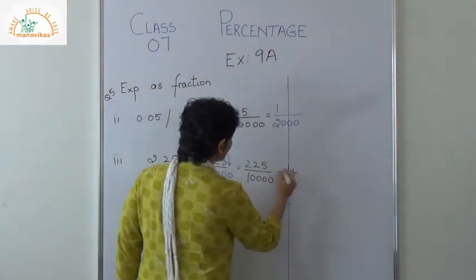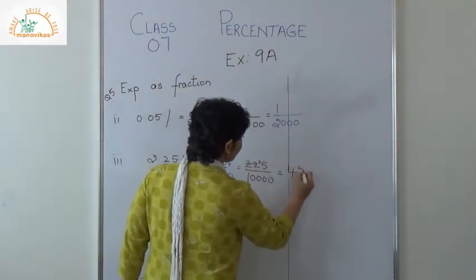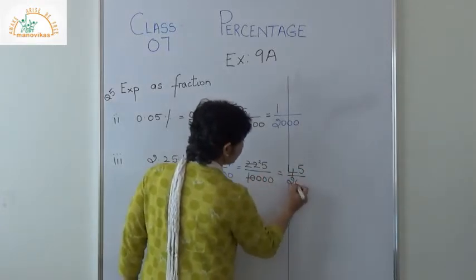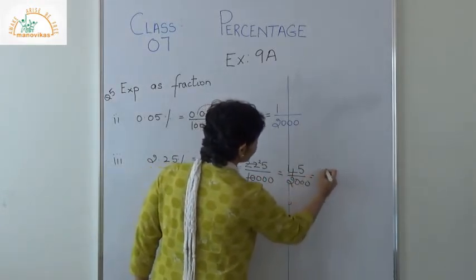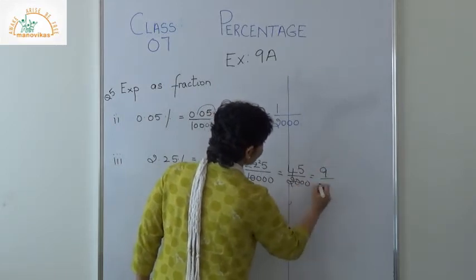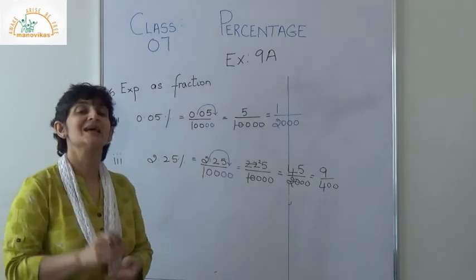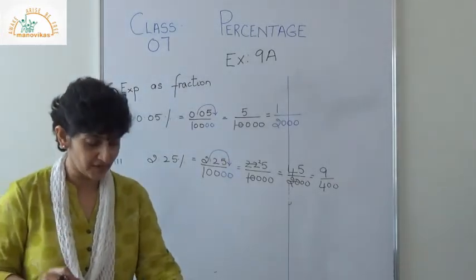5 4s are 20, 21, 22. 5 5s are 25. 5 2s are 10. 1, 2, 3, 3 zeros. 5 9s are 45. 5 4s are 20, 0, 0. So the answer is 9 upon 400.